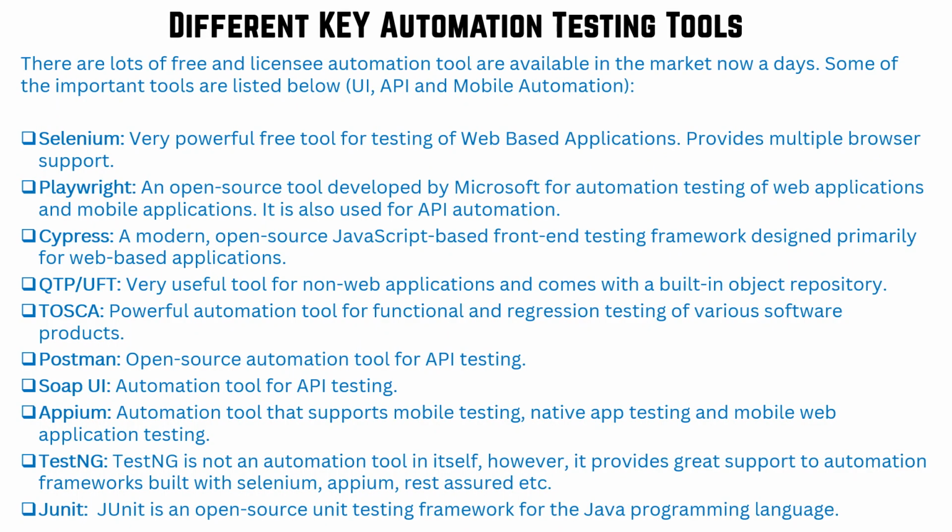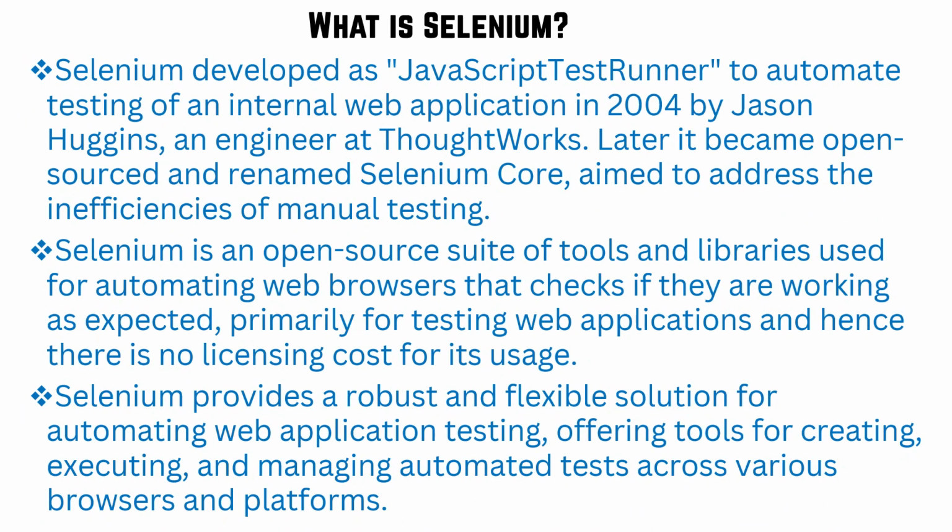If you want API automation, you can go with Postman, SOAP, REST Assured, or the Karate framework. For mobile automation, you can go with Appium. And there are two inbuilt libraries or frameworks available called TestNG and JUnit.